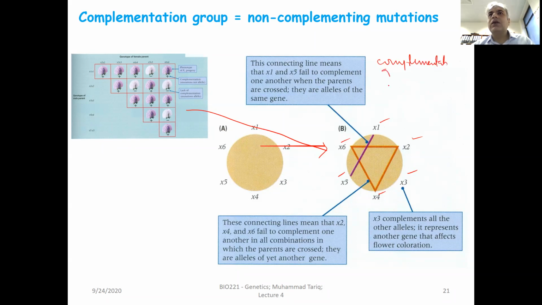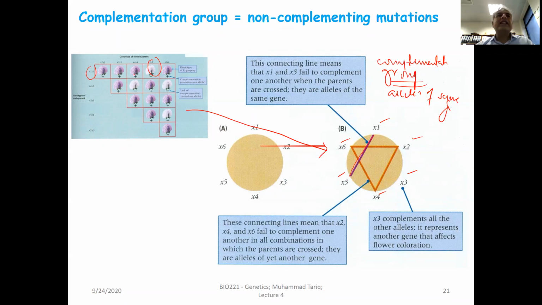Complementation group. What we just learned is that lack of complementation is this one: X1 and X5 are connected. The ones which are connected with one another are alleles of the same gene. They are alleles of the same gene.